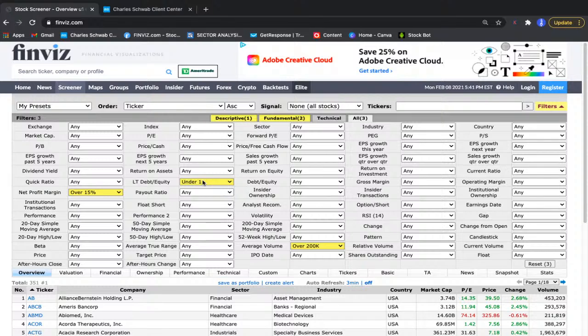And realistically, pretty much all of the rest of these filters should all be subject to the average of the industry that the stock you're looking at is in. Like I might be trying to buy a tech stock, but all the tech stocks on average have a 1.5 long-term debt to equity.